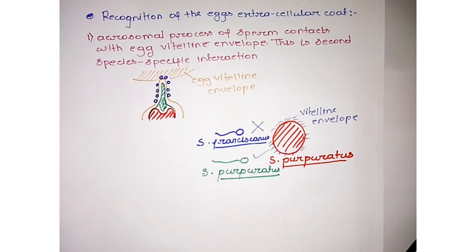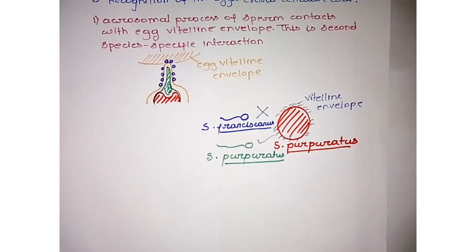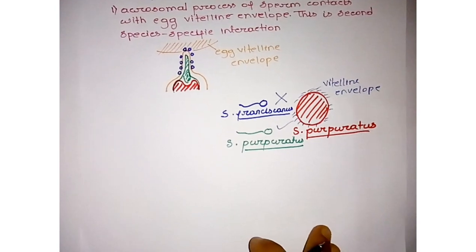Now, the next point, the binding on the acrosomal process. This is binding on the acrosomal process. It recognizes a specific site on the egg vitelline envelope.